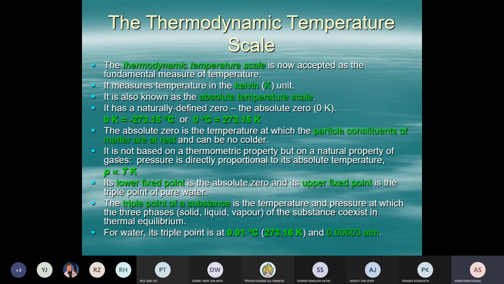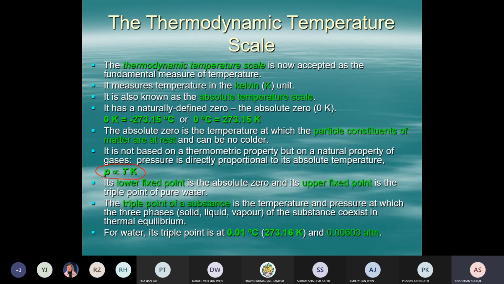Okay, so we go to the 5th one. The thermodynamic temperature scale is based on pressure is what? Pressure is directly proportional to the thermodynamic temperature in Kelvin. Okay, this is one of the gas laws. So this temperature we can call the thermodynamic temperature, or you can call it the absolute temperature.